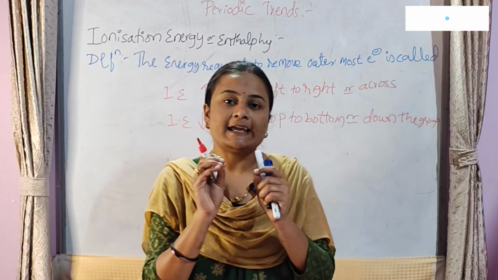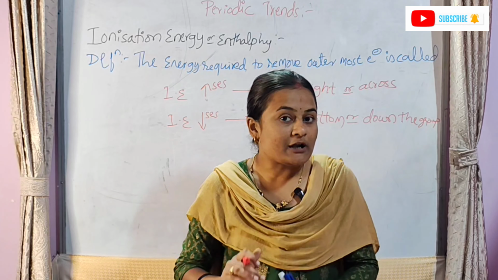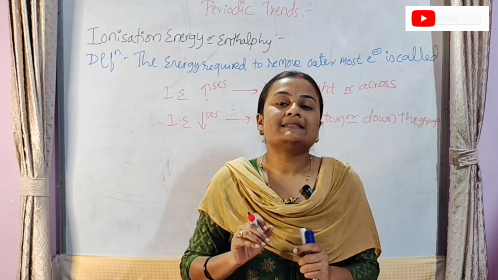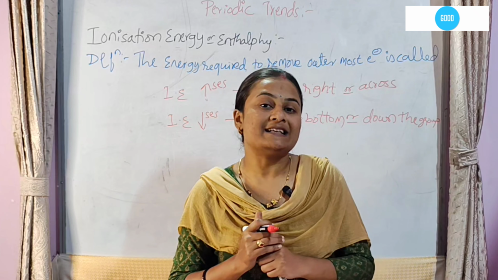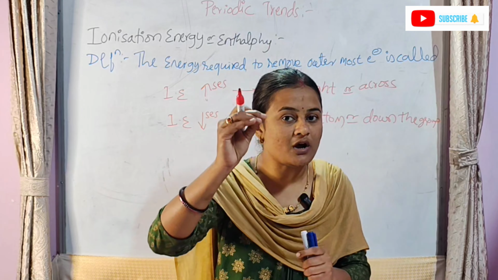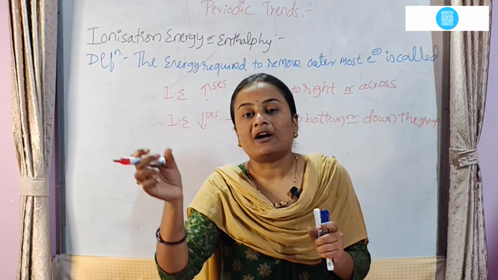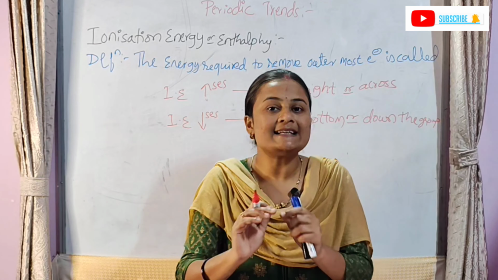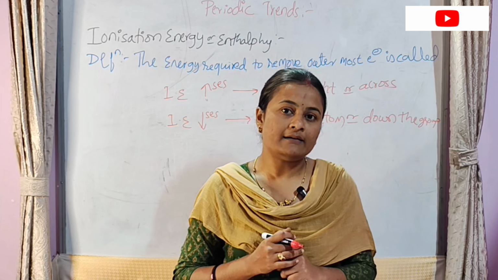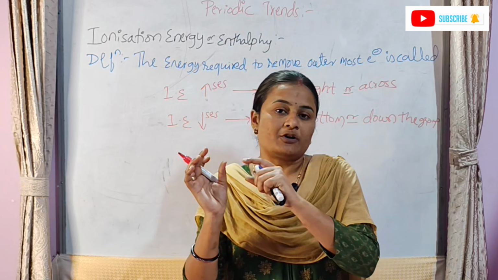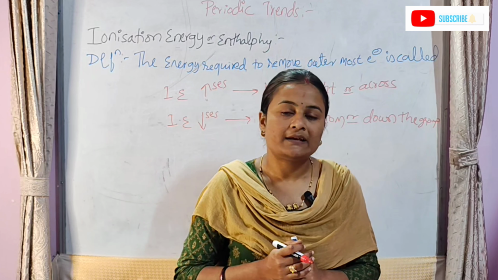Clear? Ionization energy means the energy required to remove the outermost electron. From top to bottom, or down the group, ionization energy decreases because the size increases. Left to right, that is across the period, ionization energy increases because the attraction between the proton and the valence shell electron increases, which means that the size decreases. Clear? The ionization energy increases from left to right in the periodic table and decreases from top to bottom.